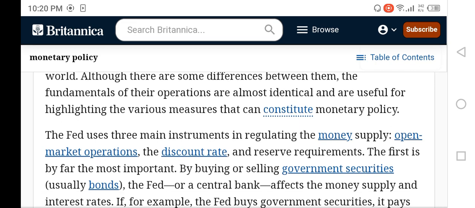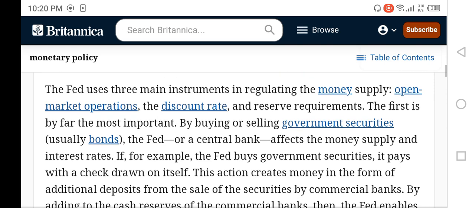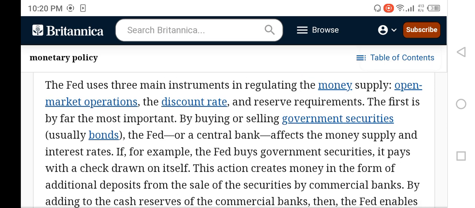The Fed uses three main instruments in regulating the money supply: open market operations, the discount rate, and the reserve requirement. The first is far more important. By buying and selling government securities, usually bonds, the Fed or central bank affects the money supply and interest rates.